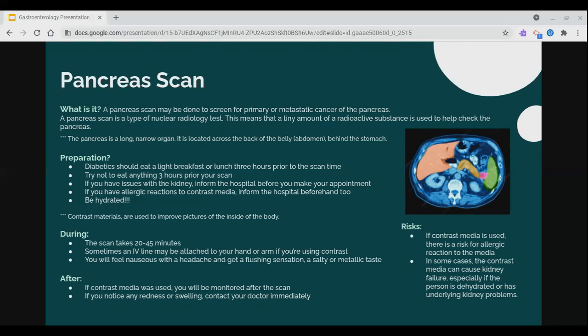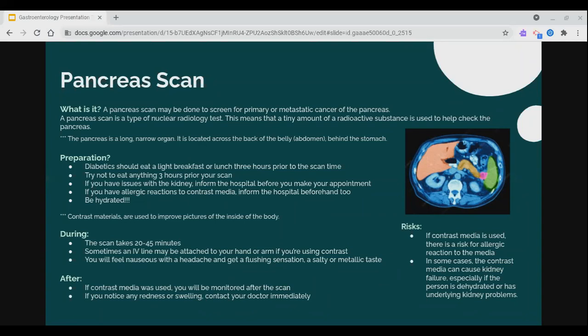Also, a little context on contrast media. They are materials used to improve pictures of the inside of the body. During the pancreas scan, the scan will take anywhere around 25 to 45 minutes. Sometimes an IV line may be attached to your hand or arm if you're using a contrast media. You will feel nauseous with a headache and feel a flushing sensation with a salty or metallic taste in your mouth. After the scan, if contrast media is used, you'll be kept for monitoring after the scan to check for any side effects. If you notice any redness, rashes, or swelling, please contact your doctor immediately.